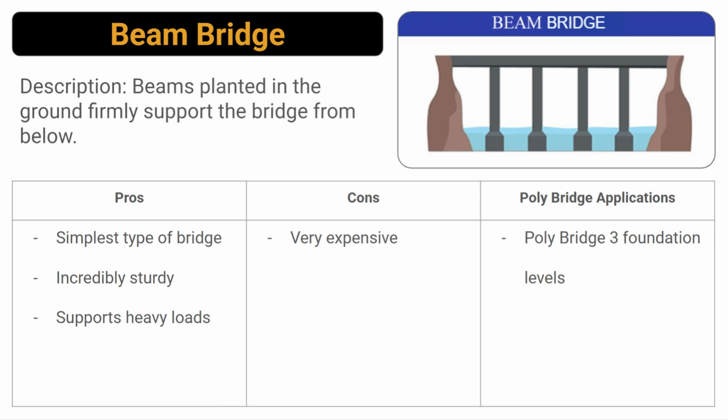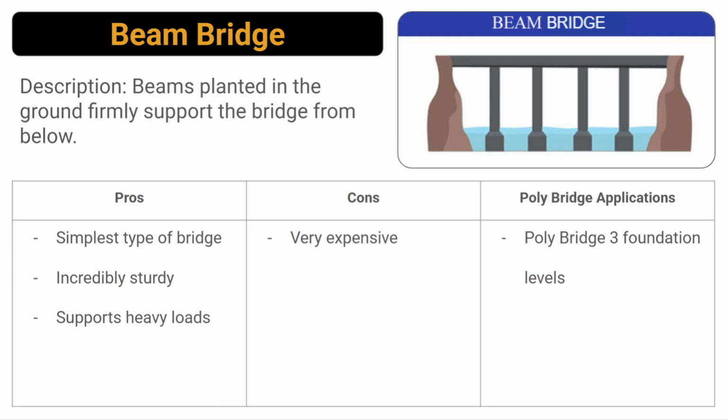The beam bridge is the second main bridge design. It consists of beams planted in the ground to firmly support the bridge from below. This is one of the simplest bridges out there, being incredibly sturdy and able to support heavy loads. However, within Polybridge, it is far too expensive and rarely applicable.